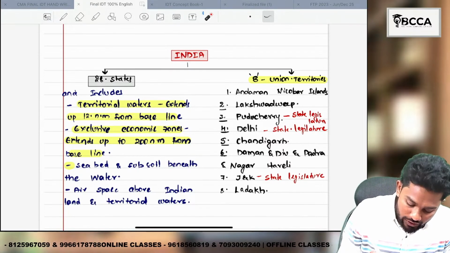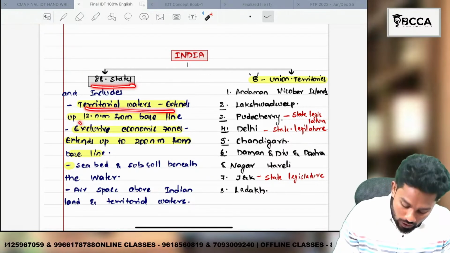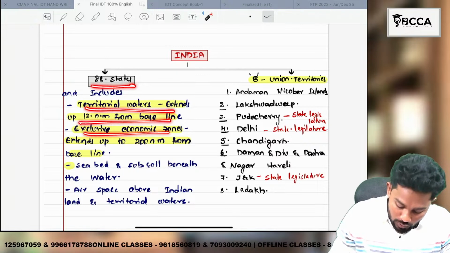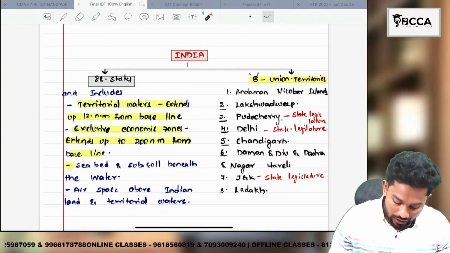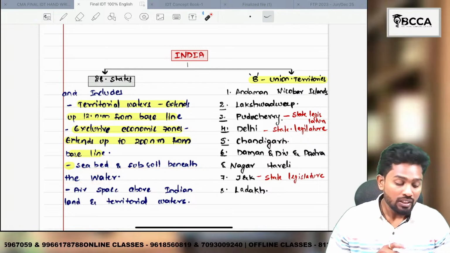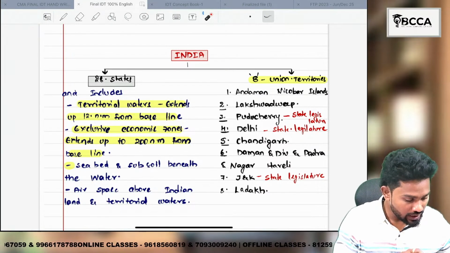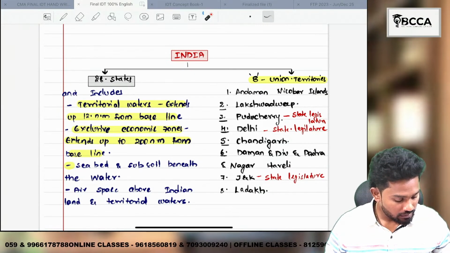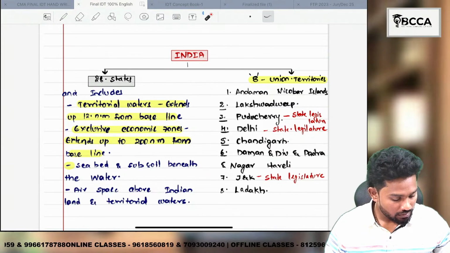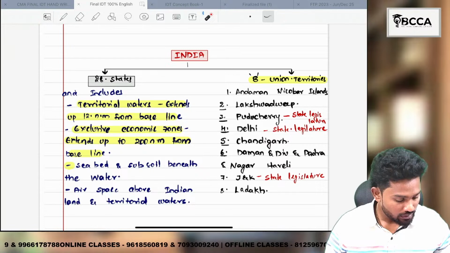Okay, so the India definition includes 28 states, territorial waters extending up to 12 nautical miles from the baseline, exclusive economic zones extending up to 200 nautical miles from the baseline, the seabed and subsoil beneath the water, and even the airspace above the Indian territorial waters. Okay, so I hope you are having clarity. So now we are good to go with the new concepts.